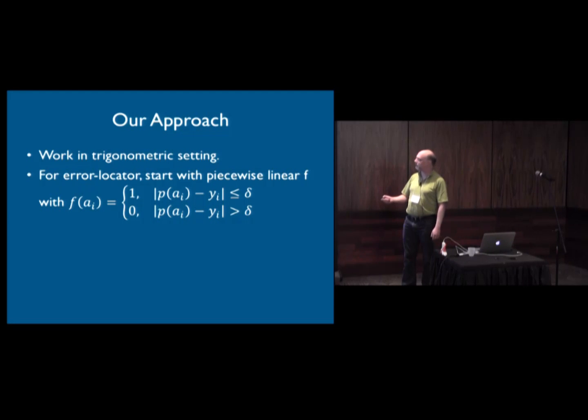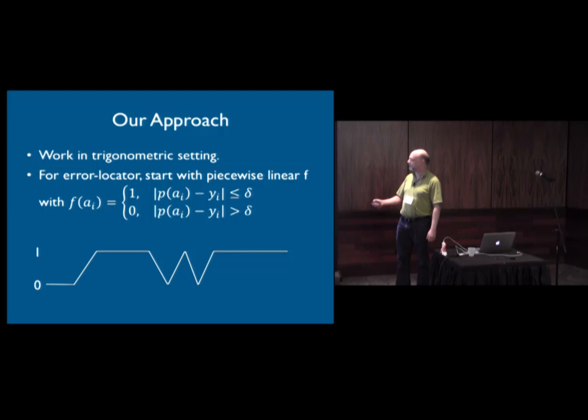For the error locator, we don't start with a polynomial. We'll get a polynomial, or trigonometric polynomial, but we begin with a piecewise linear function f that looks like this. This function is 1 for the inliers and 0 for the outliers. So it's just a piecewise linear function like this. Among ourselves, we refer to it as a mountain range function.